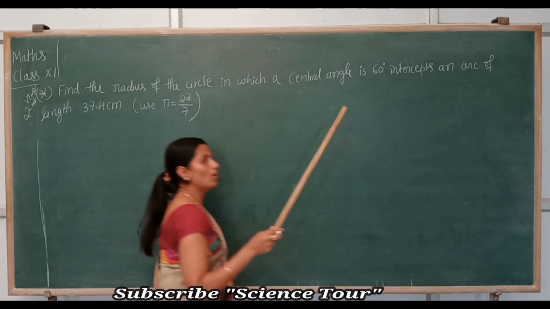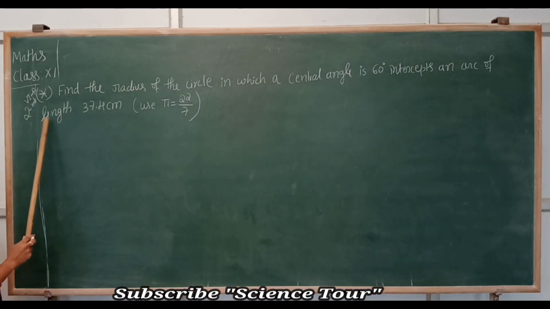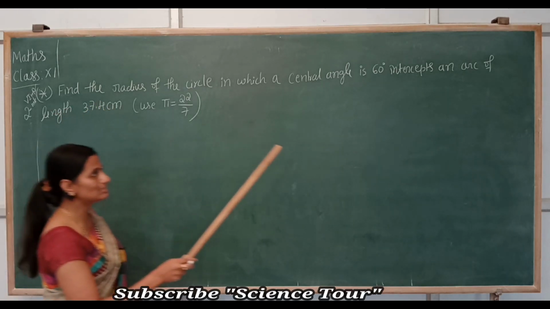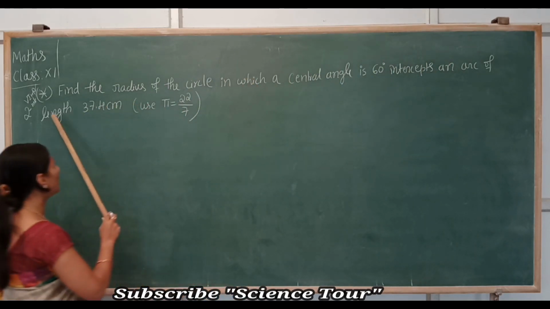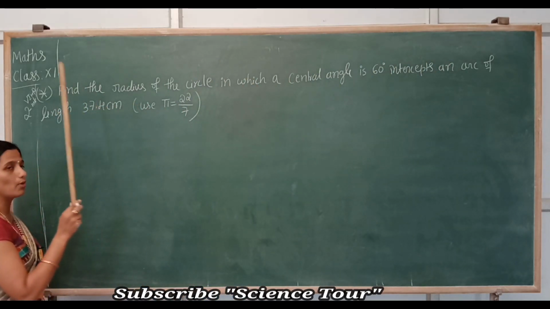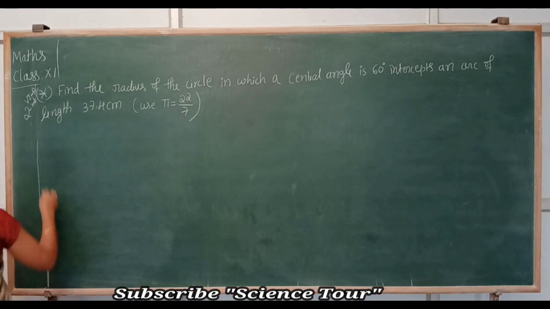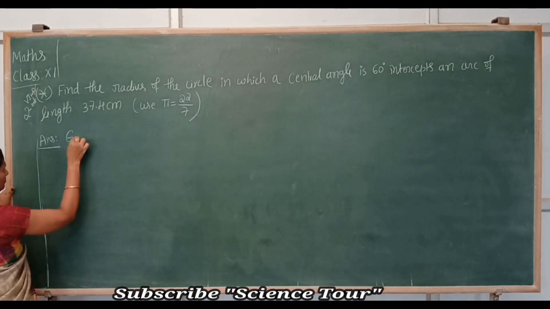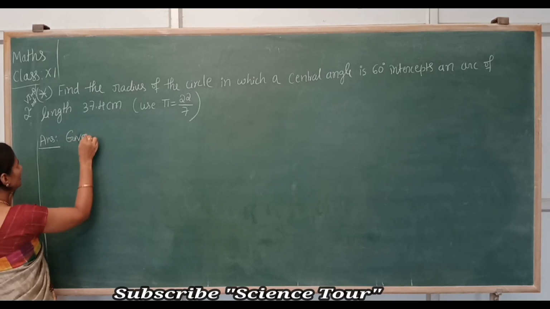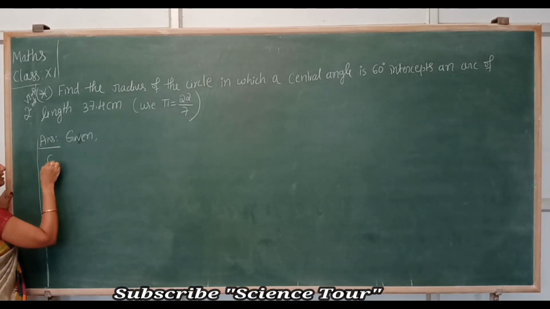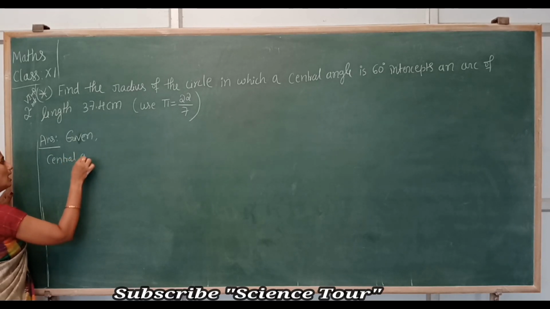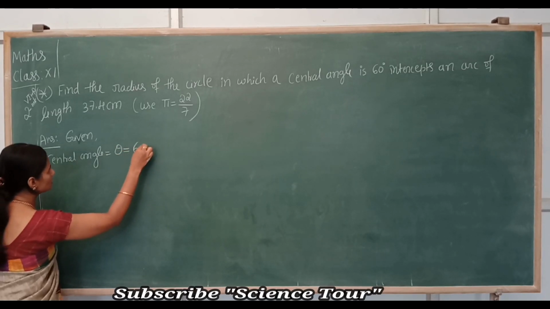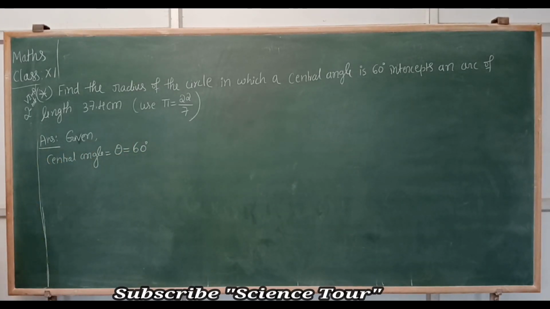Intercept an arc of length 37.4 centimeter. So this is arc of length 37.4 centimeter. So now first we will see what is given. Given the central angle. What is the notation for angle? Angle theta is equal to how much here? 60 degree. Angle theta is 60 degree.